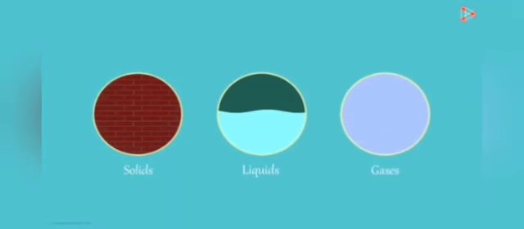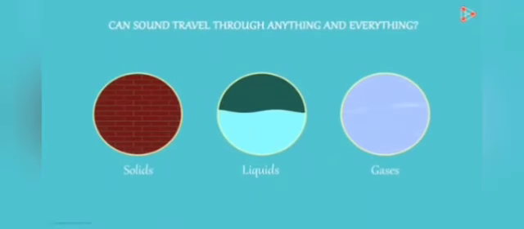But does it mean that sound can travel through anything and everything? The answer is resounding no. The sound cannot travel through vacuum. What is a vacuum? It is a space from where all or most of the matter is removed. Example is outer space. Yes, we cannot hear sound in outer space. That is why they say, in space, no one can hear you scream.